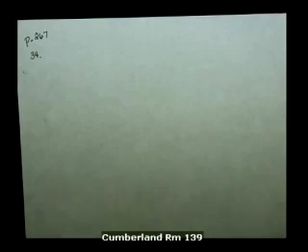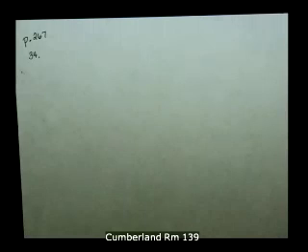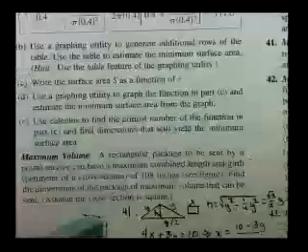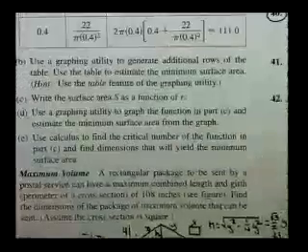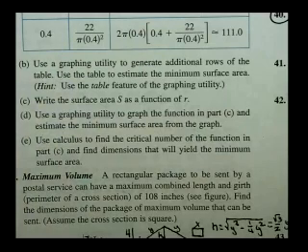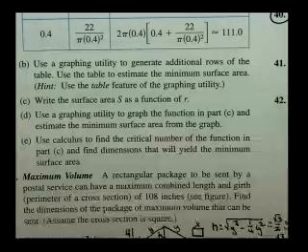Number 34 just says rework number 39 for a different shaped package. Not 39, 33. So let's read 33 and then what shaped package we're supposed to use in number 34. In 33, we have a rectangular package to be sent by a postal service and have a maximum combined length and girth, that's perimeter of a cross section, of 108 inches. Find the dimensions of the package of maximum volume that can be sent.